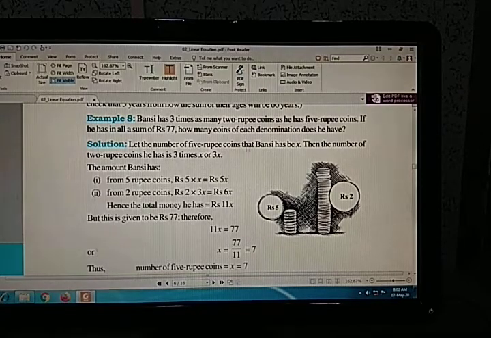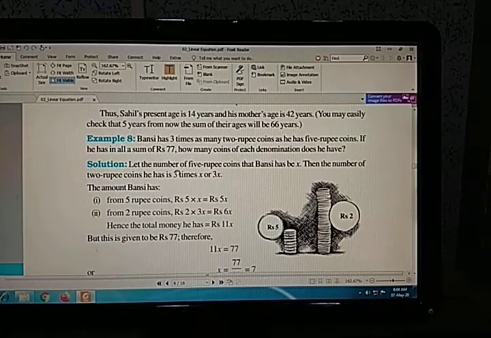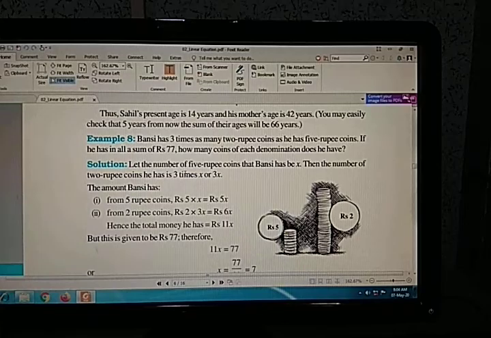So let the number of 5 rupee coins that Bansi has be x. According to the question, Bansi has 3 times as many 2 rupee coins as he has 5 rupee coins. So first let us consider the number of 5 rupee coins that he has is x. Then 2 rupee coins he has 3 times more than the 5 rupee coins. That means it will be 3x. Clear? Now, this much is clear to you.